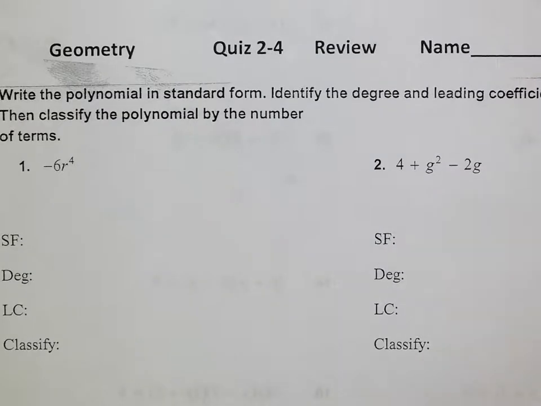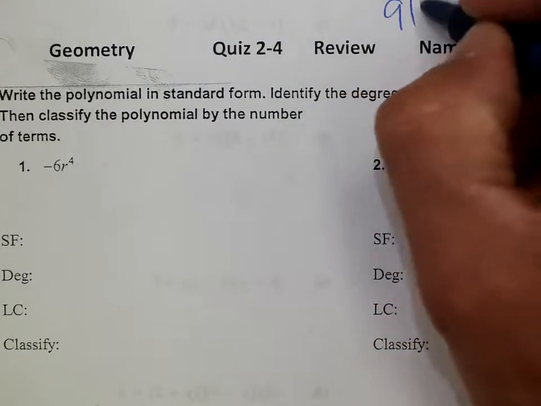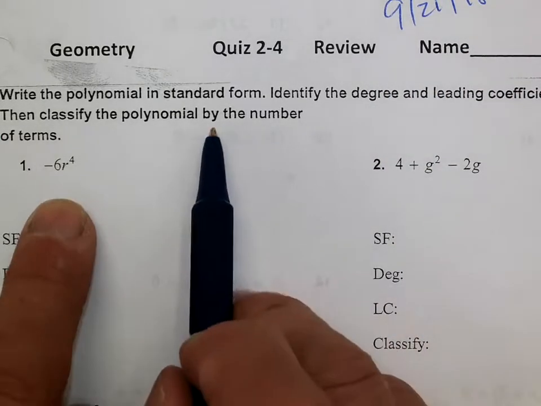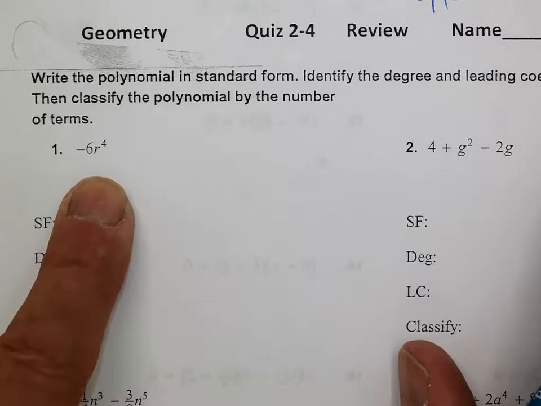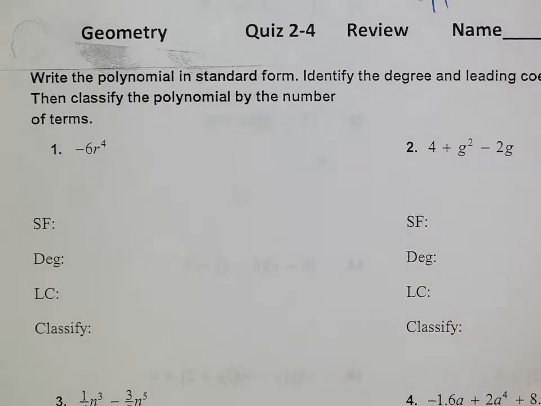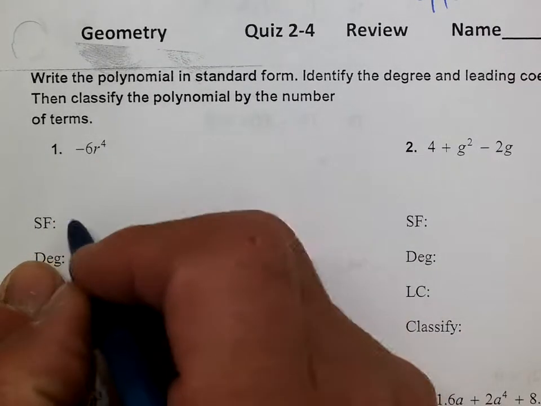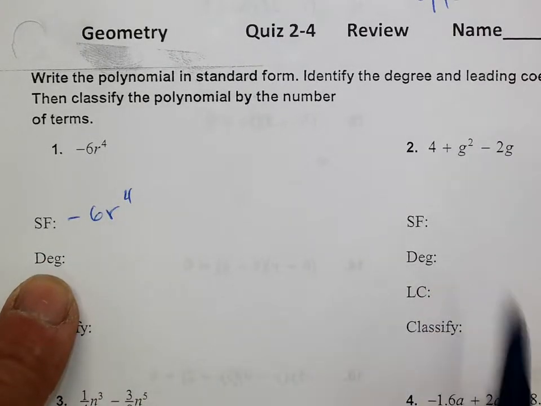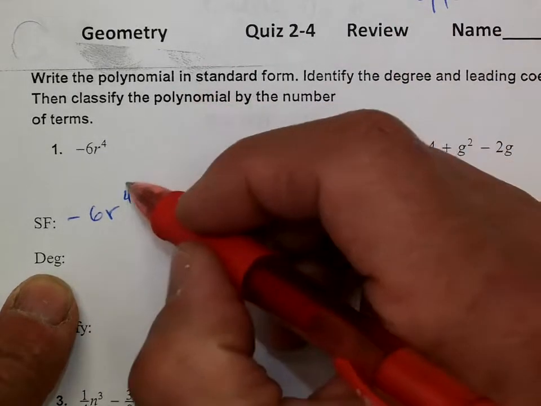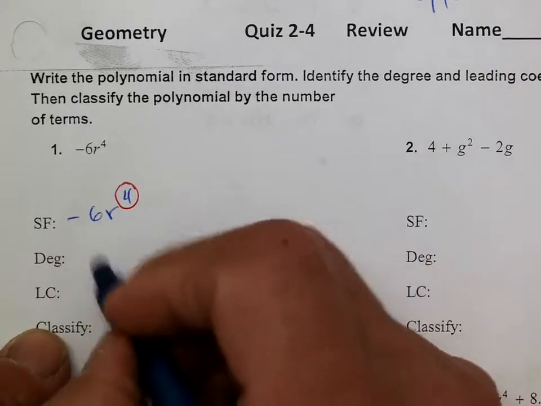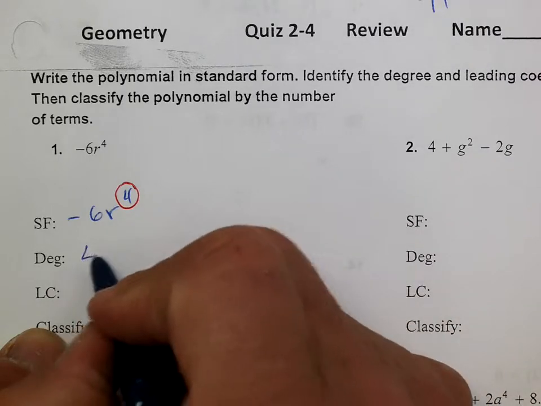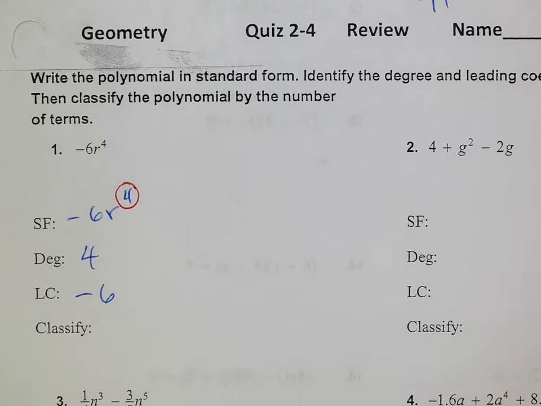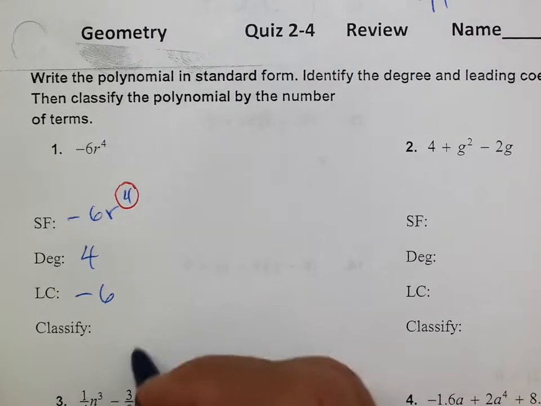Okay, so review today. It is the first day of fall, 9/21/18. So first of all, standard form. Number one, it's already in standard form because there's no rearranging, right? So it's already in standard form, -6r to the fourth. The degree is the biggest exponent, so the degree is 4. The leading coefficient is the -6. And classify, because there's only one term, we'll call it a monomial.